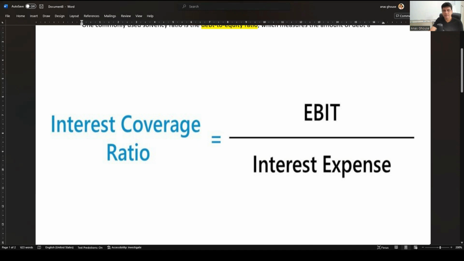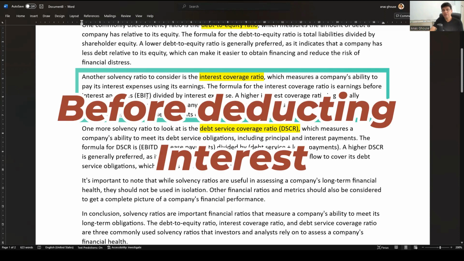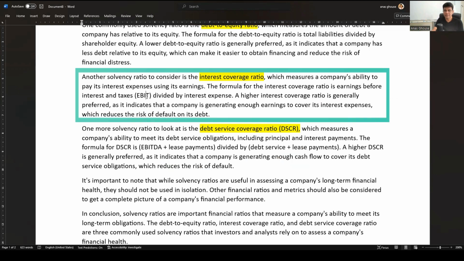Now here we need to identify EBIT, earnings before interest and tax. Since we are going to calculate the interest coverage ratio, you should take the earnings before deducting interest. Before deducting interest, what are the earnings earned by the company? That divided by the interest expenses will give you the interest coverage ratio.